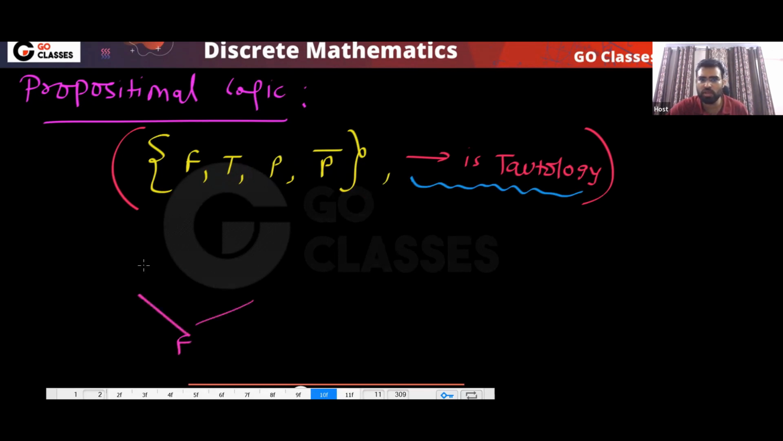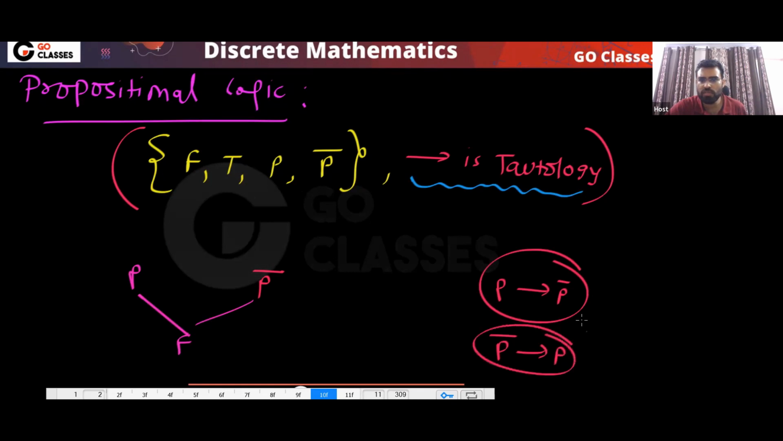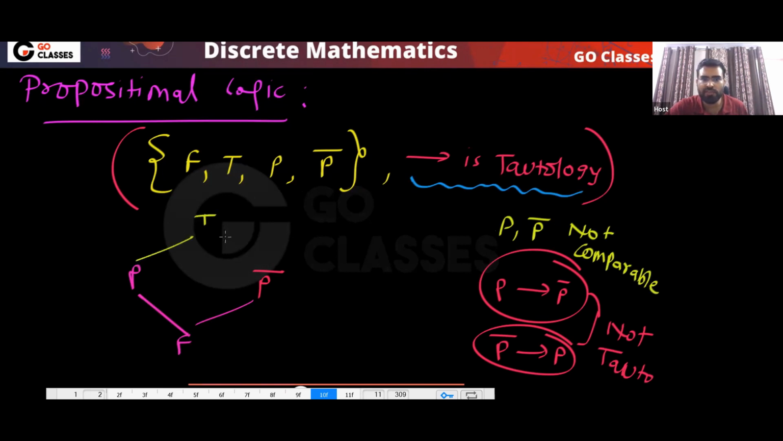Because you know that false implies anything is a tautology, I can say false will imply everything. False will imply p. Okay, can I say p will imply p bar? Is this a tautology? Both are not tautologies. Because they are not tautologies, they are not comparable, right? I can say p and p bar are not comparable. And you know that everything will imply true.